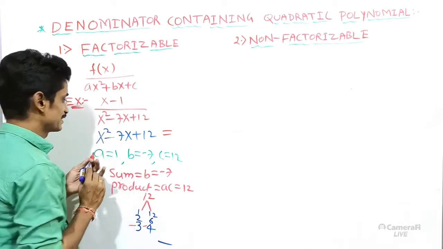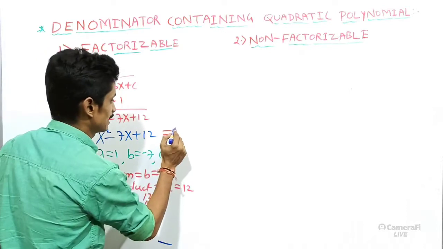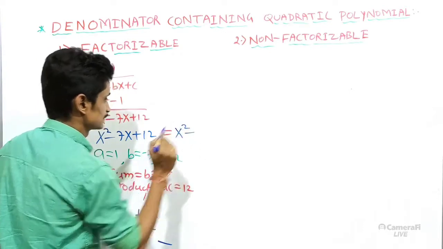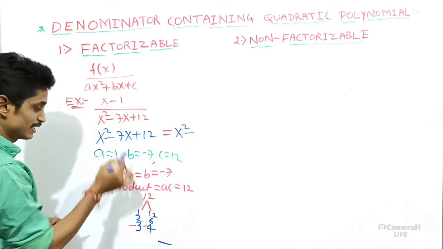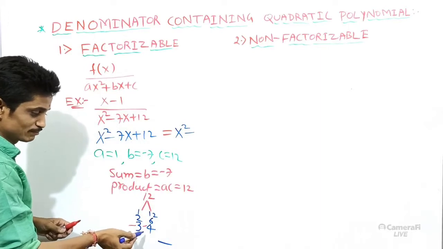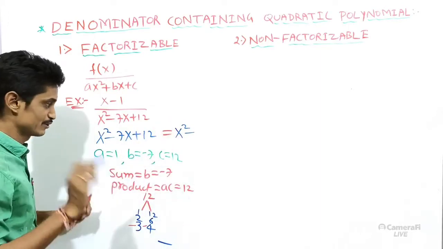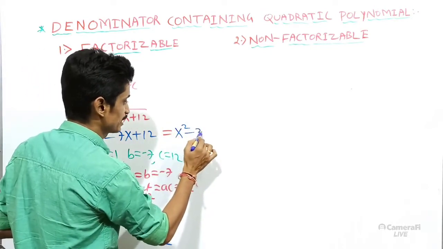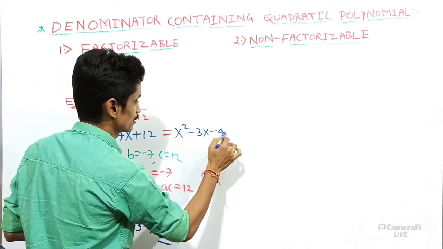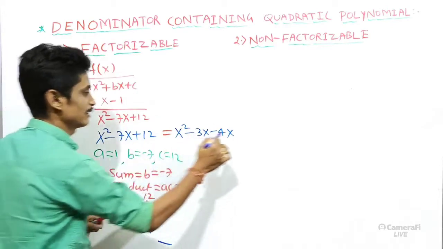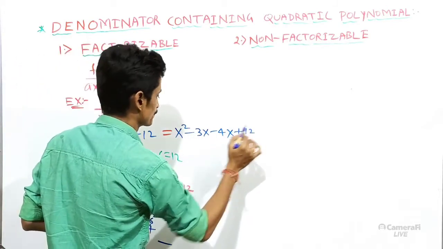Now I will split here. First I will write x square. After that minus 7x. Either you can write minus 3x minus 4x or minus 4x minus 3x, your wish. I will write minus 3x, this is minus 4x. The last number will be 12.